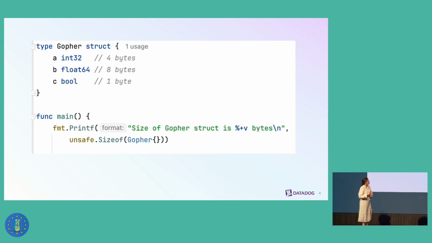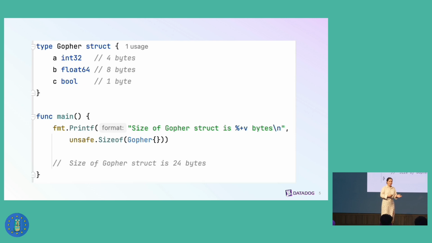Now, if we take a look at the struct, you can see that it's a pretty simple example. We have three fields with 4, 8, and 1 byte of size respectively. What do you think is the size of it? Now, if any of you guessed 24, you would be right. Oh, I see someone did guess it, but probably just one person. Now, why exactly 24 bytes?